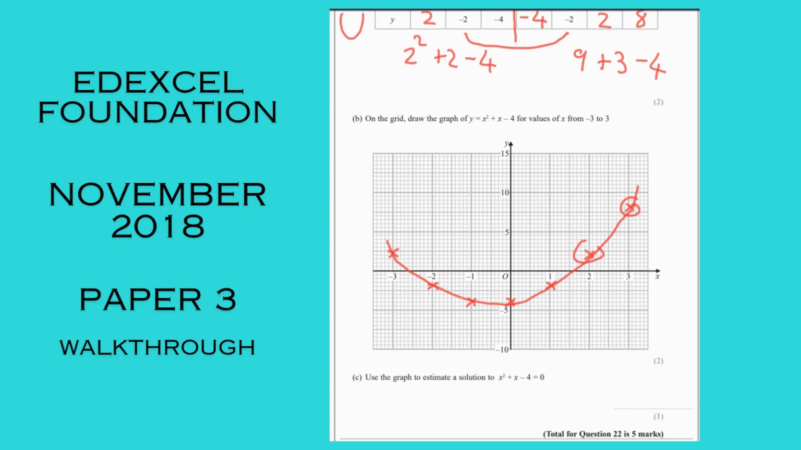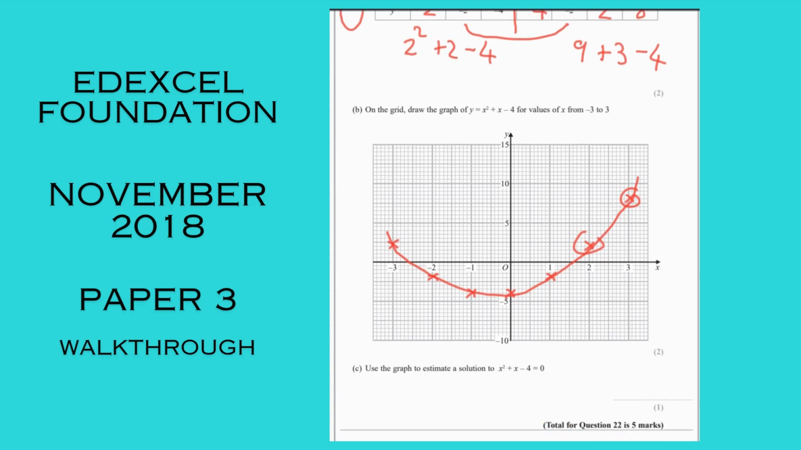And finally, part C. Assuming your graph is pretty good, certainly better than mine, I've checked on the mark scheme. The answer, it says a solution. You only need one of them. -2.6, the mark scheme says. I'll take that for mine. And 1.6, the mark scheme says. Hey, I think that's not too bad. I will definitely take that.